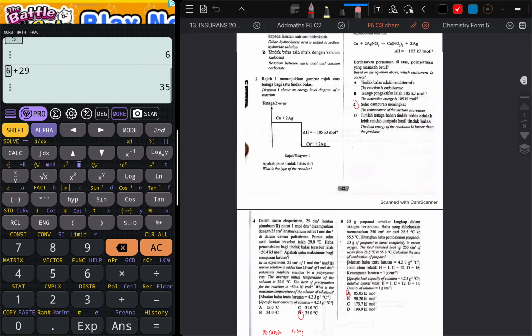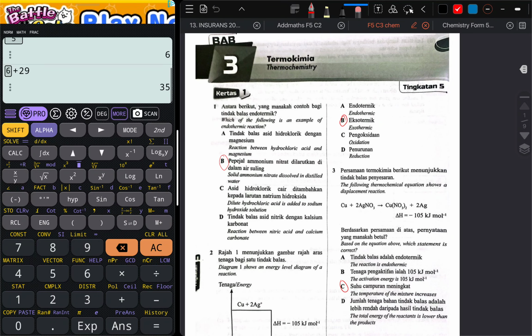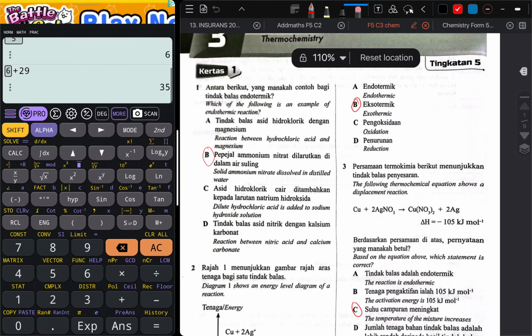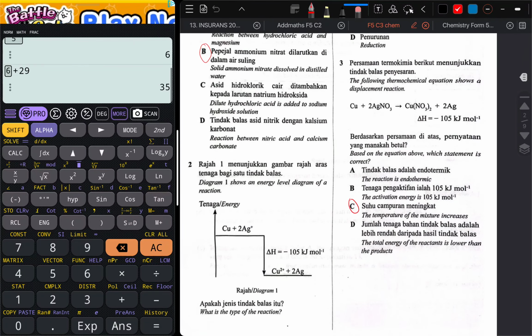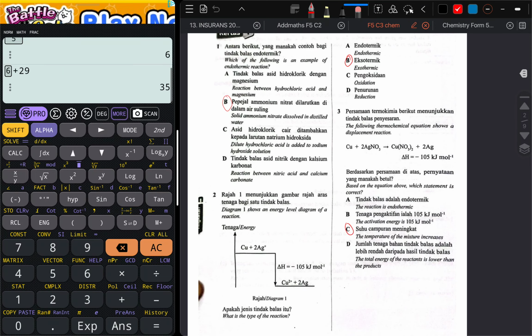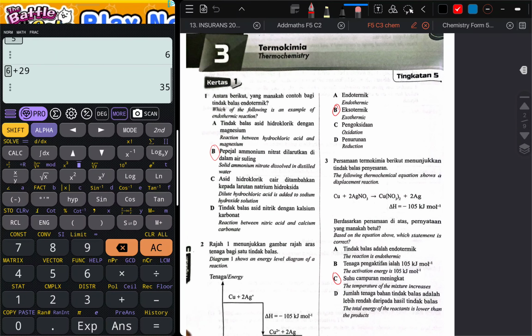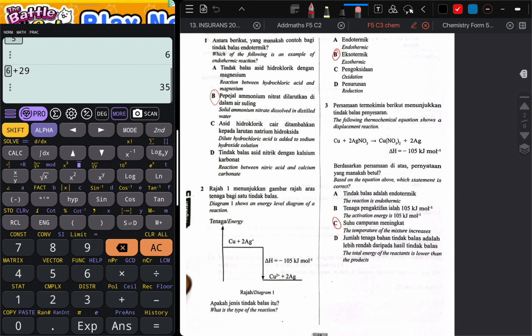Okay, hello Farouk. So for your chapter 3 for your objective paper, for question 1 to question 3, I'll just give you the answer: B, B and C. So this is more on facts, so there's not much understanding.